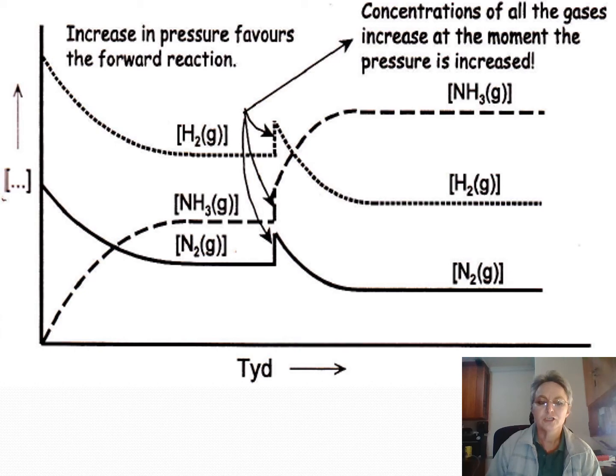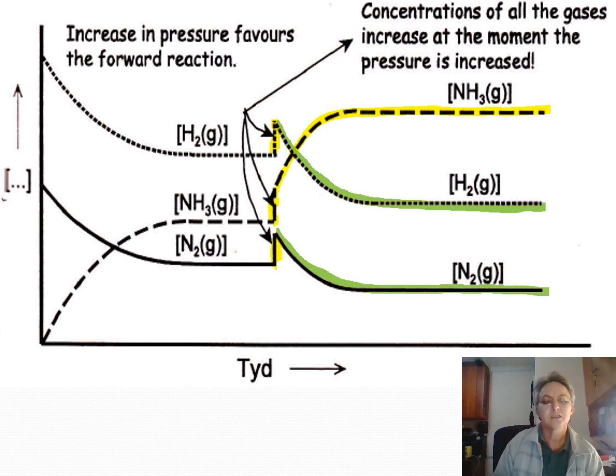How will the concentration graphs change if the pressure is increased? Here you can see that if pressure is increased, there is an increase in all the reagents' concentrations, but the reaction that is favored is the forward reaction because it produces less pressure with less gas present, and the concentration of hydrogen will decrease and concentration of nitrogen will decrease because the forward reaction is favored.